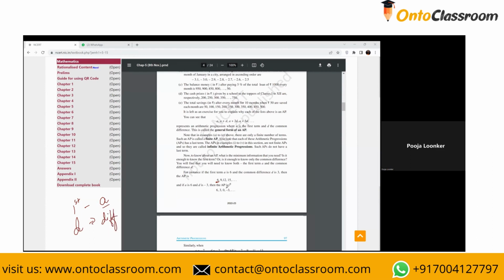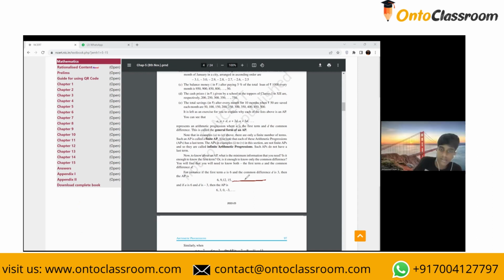Now, for example, 6, 9, 12, and 15 is given and they ask you to find out the next terms. After 15, the next 3 terms, how will you do it? 18, 21, 24. So it is following plus 3. That is the difference, right? Yes, D is 3.